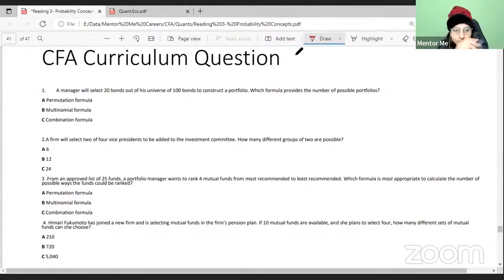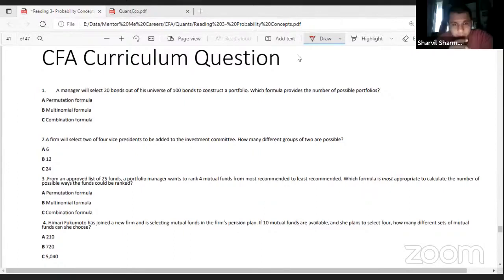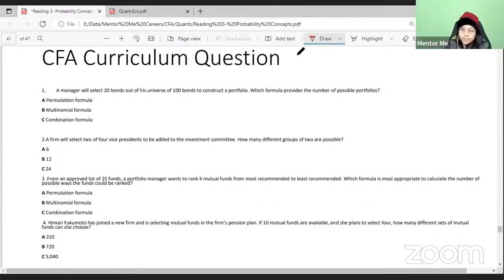ठीक है. So first of all, let's have a look at the first question that says a manager will select 20 bonds out of his universe of 100 bonds to construct a portfolio. Which formula provides the number of possible portfolios? Permutation, multinomial, or combination formula? Combination. Why combination? You just need the number of possibilities, the number of ways. No order. Order specific नहीं है. So simply आपका C हो जाता है.